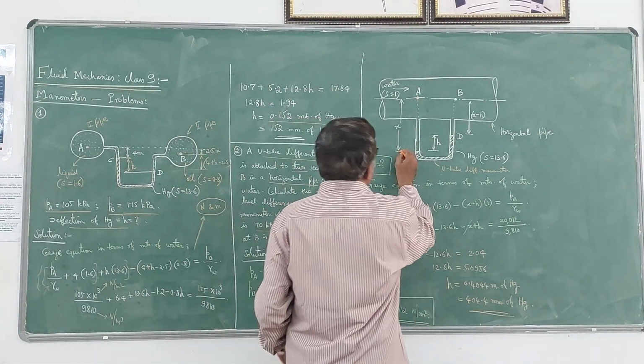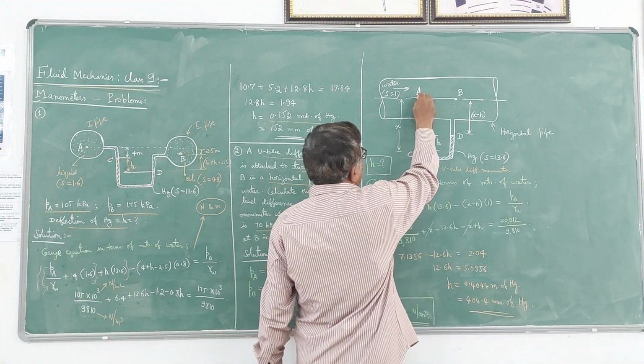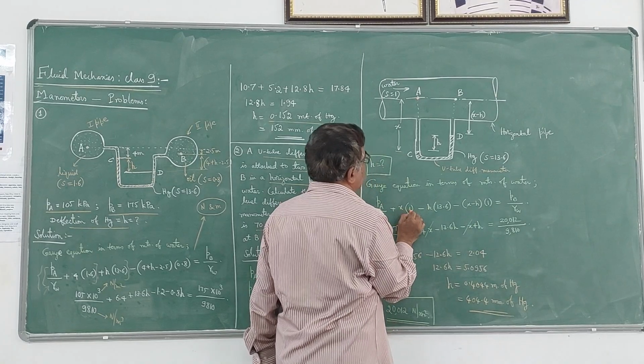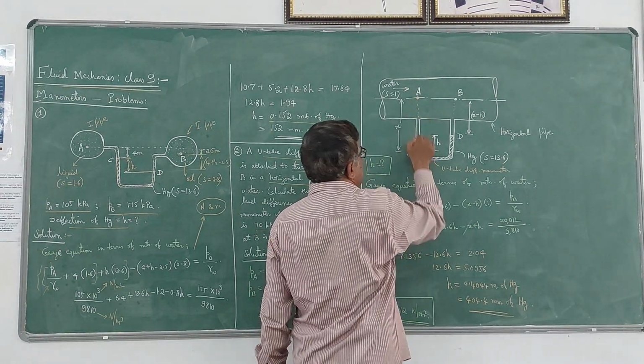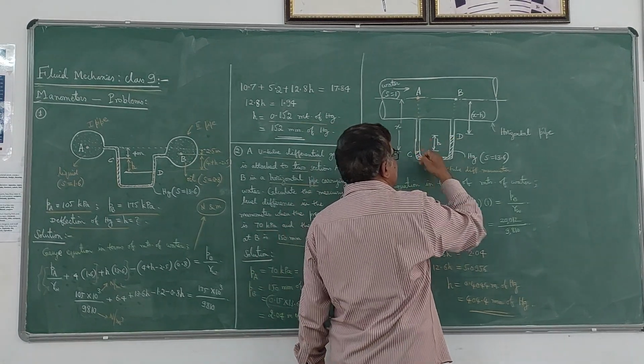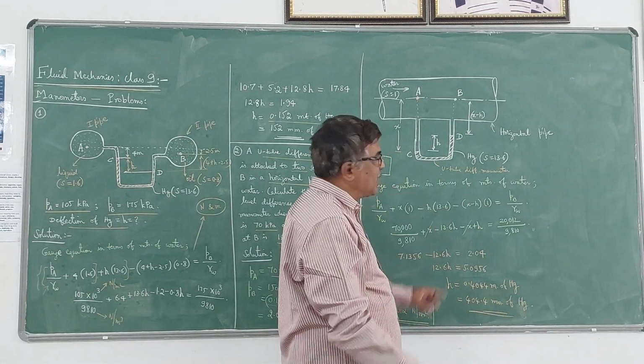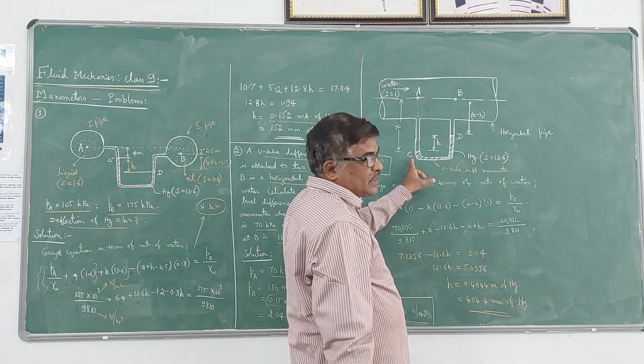So x into specific gravity of the liquid. From A to C, the liquid is water, specific gravity is 1. So x into 1, plus, because C is below A. Then comes D. D is above C. Since D is above C, you have to take minus. Very important, because pressure at D is less than pressure at C.